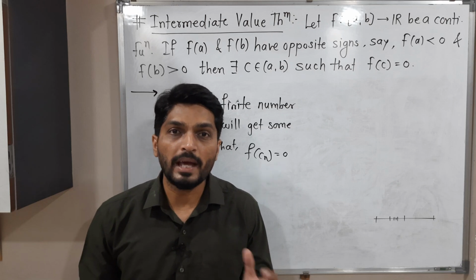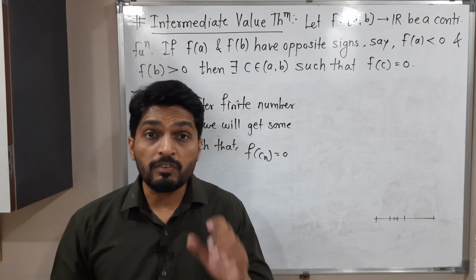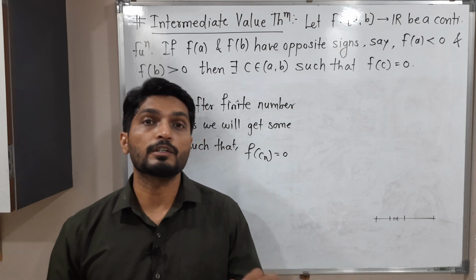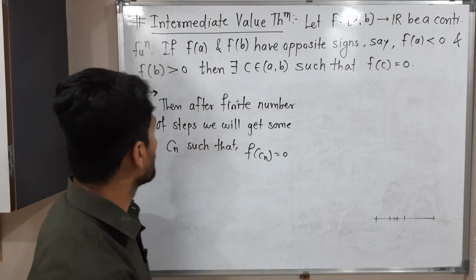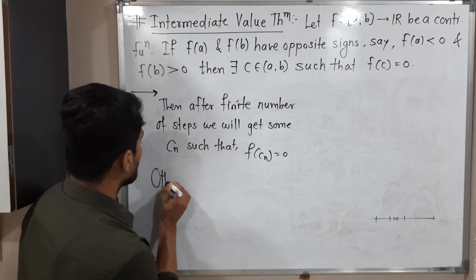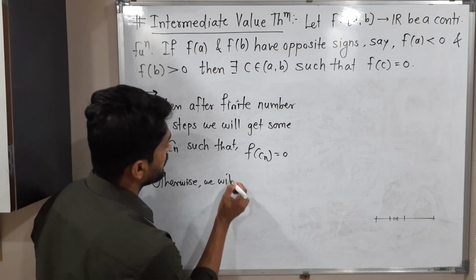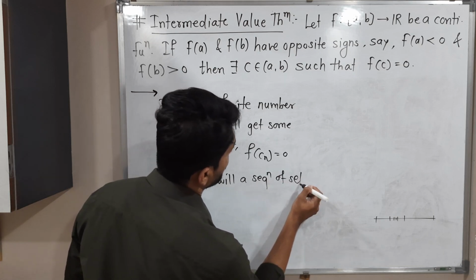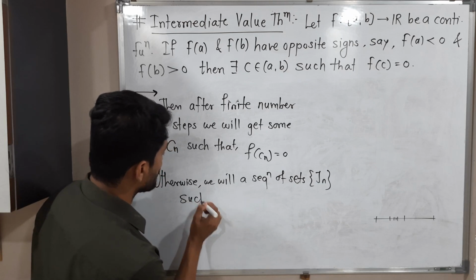But see, there is no guarantee, no. So maybe if we repeat this process an infinite number of times, then also we will never get such a point C where the function has value 0. So we need to consider that second case also, okay? Otherwise, I should mention, otherwise we will get a sequence of sets Zn such that, okay, such that.